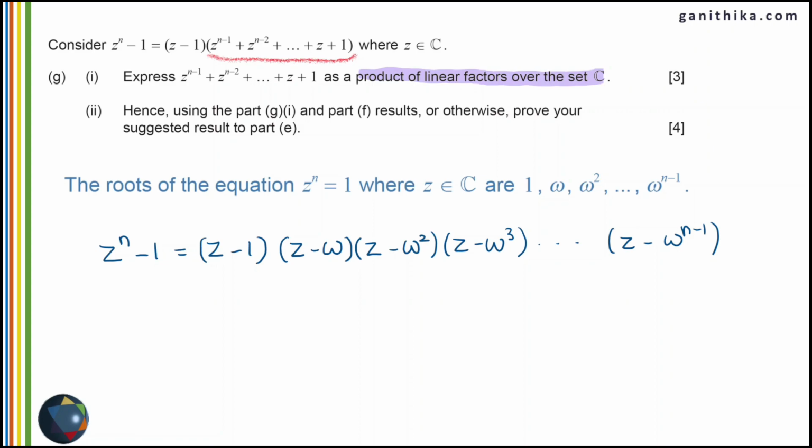We know that. For example, any quadratic can be represented as x minus alpha times x minus beta. We have done this before. In the same way, z power n minus 1 can also be represented as a product of linear factors using the roots 1, omega, omega square, omega power n minus 1 in this way.